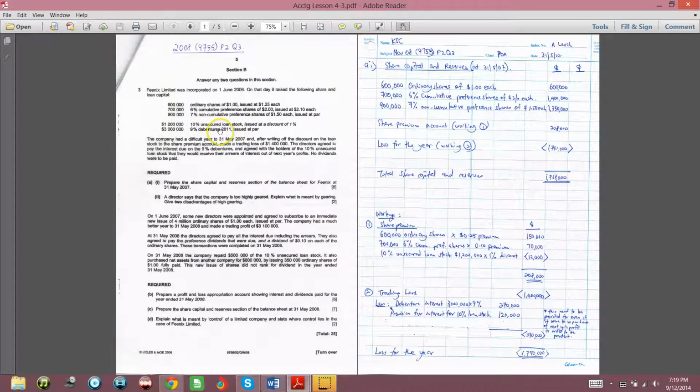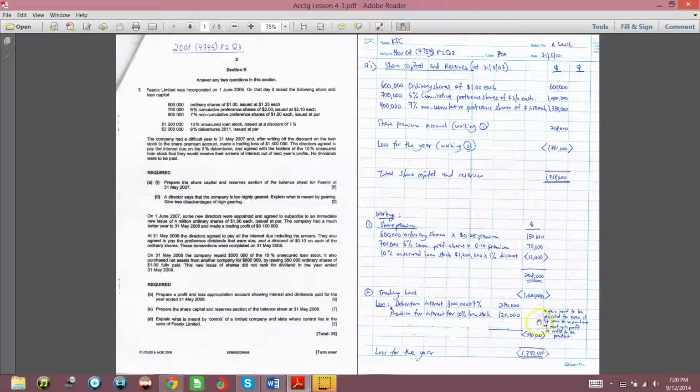Loan stock and debenture are long-term liabilities. The discount on the loan stock is stated here as written off against the share premium account. So 10% unsecured loan stock issued at a discount of 1%, 1.2 million. How much is the discount? 1.2 million times 1% is 12,000, written off against the share premium account. So share premium is 208,000.